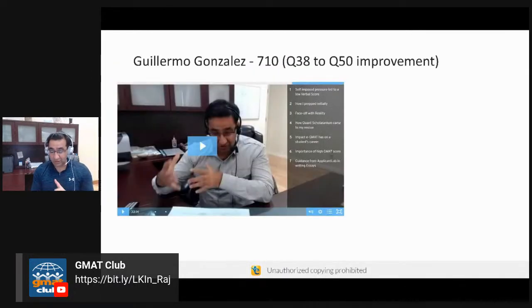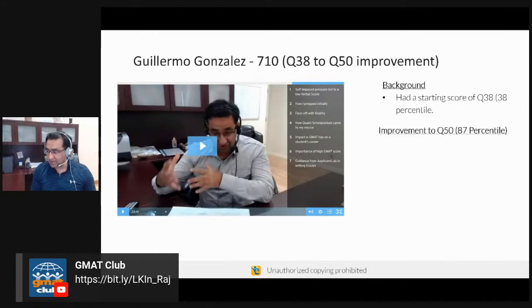And here's a guy who went from a Q30 to a Q50. So this is the whole gamut, going from a very low score to a very high score. Again, the guy starting at Wharton right now. Again, what helped him improve? He actually went through the entire circle, started from the very basics, started solving easy questions.